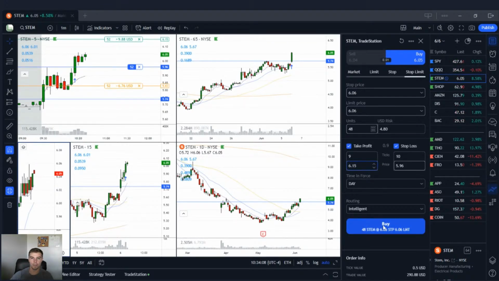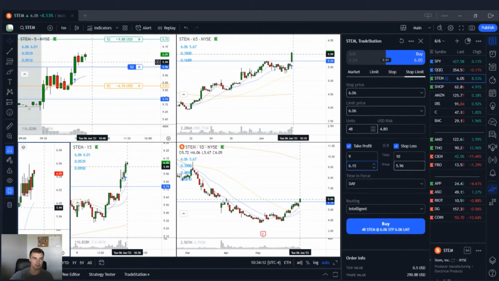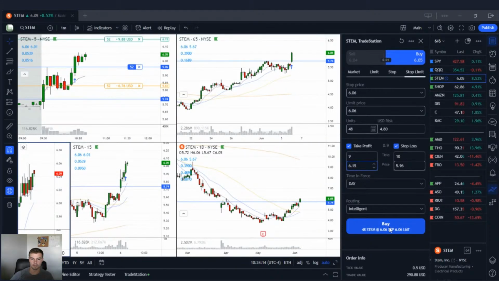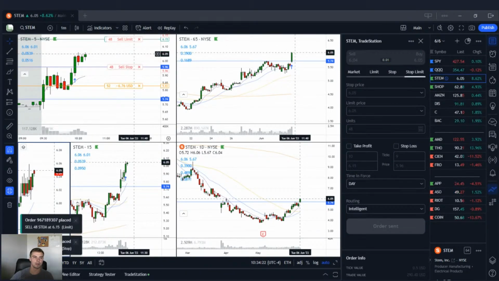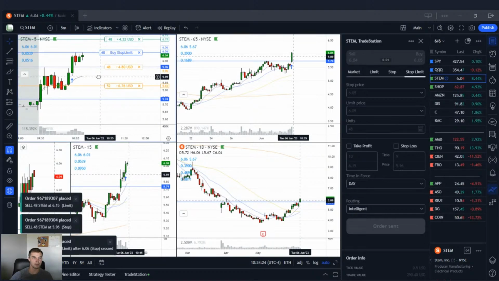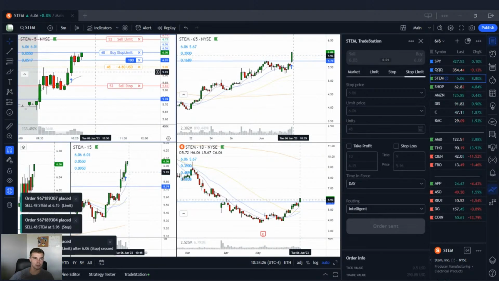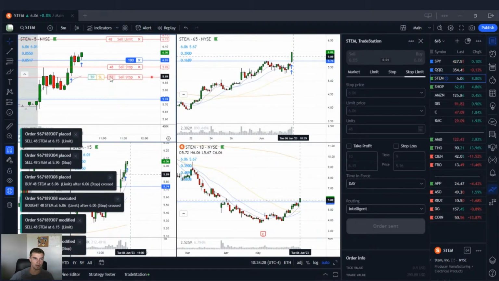All right. I'm gonna go ahead and add these shares. This is a nice little 5-minute breakout on STEM. So 48 shares. Still got range, yeah. All right, there we go. Order is in there. We're adding 48 shares once that gets triggered. All right, there we are.